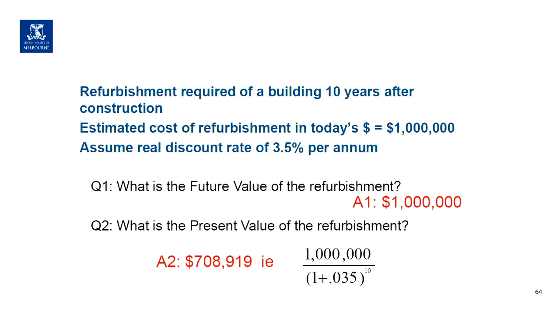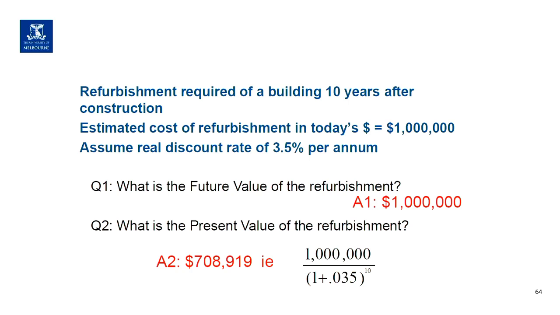So this is the answer for the first one. It's $1 million, because the future value is in nominal terms. So we are not considering here the inflation and the discount rate. But for the second one, you have to apply the equation. So you have here $1 million divided by 1 plus the discount rate, and we're considering a period of 10 years.